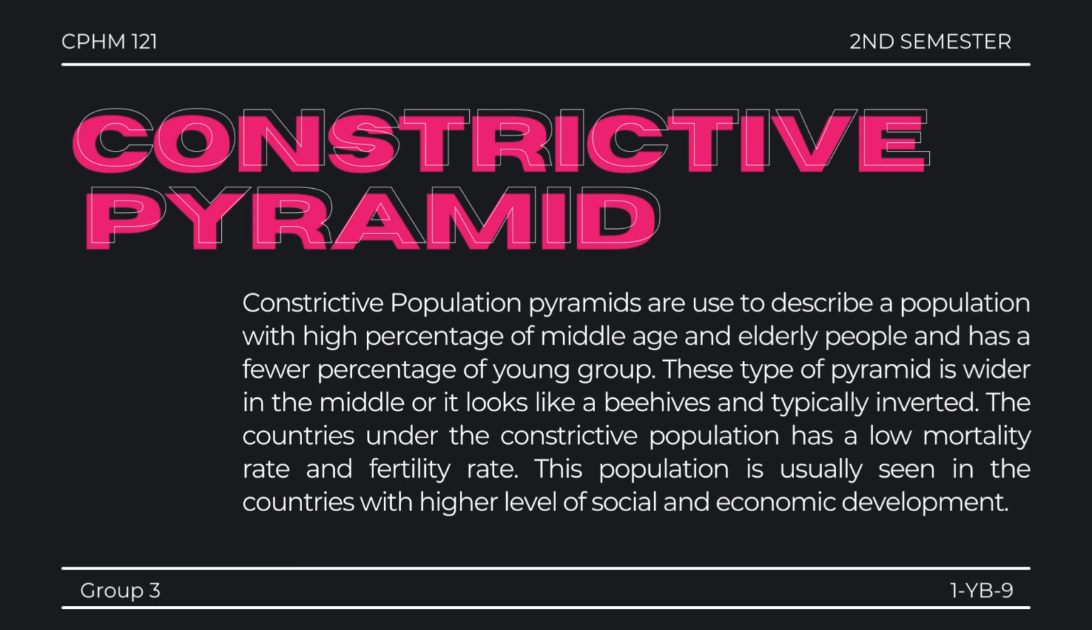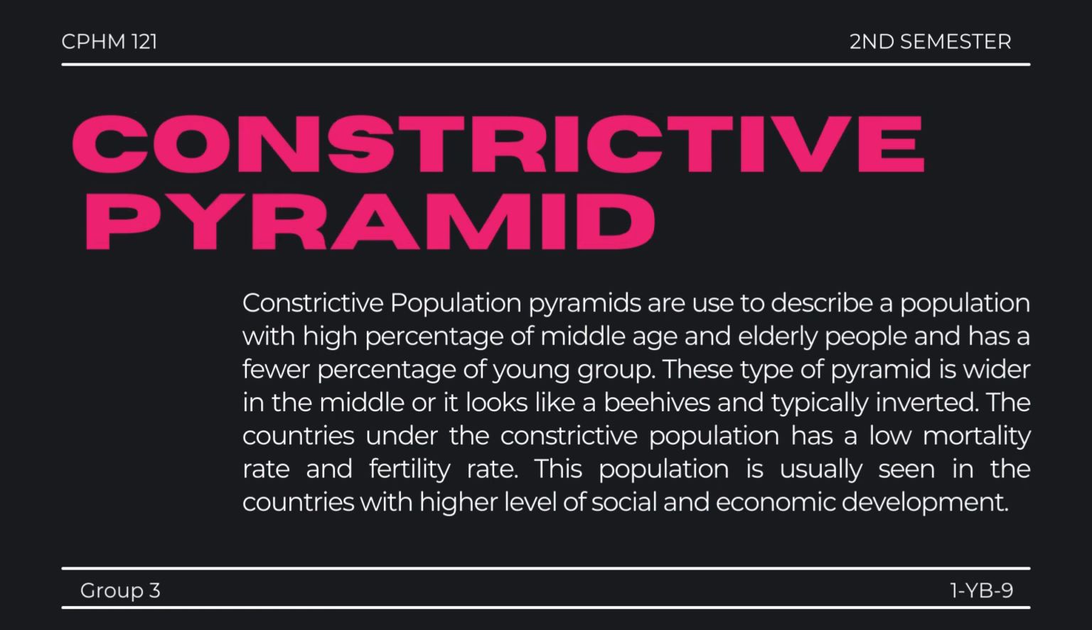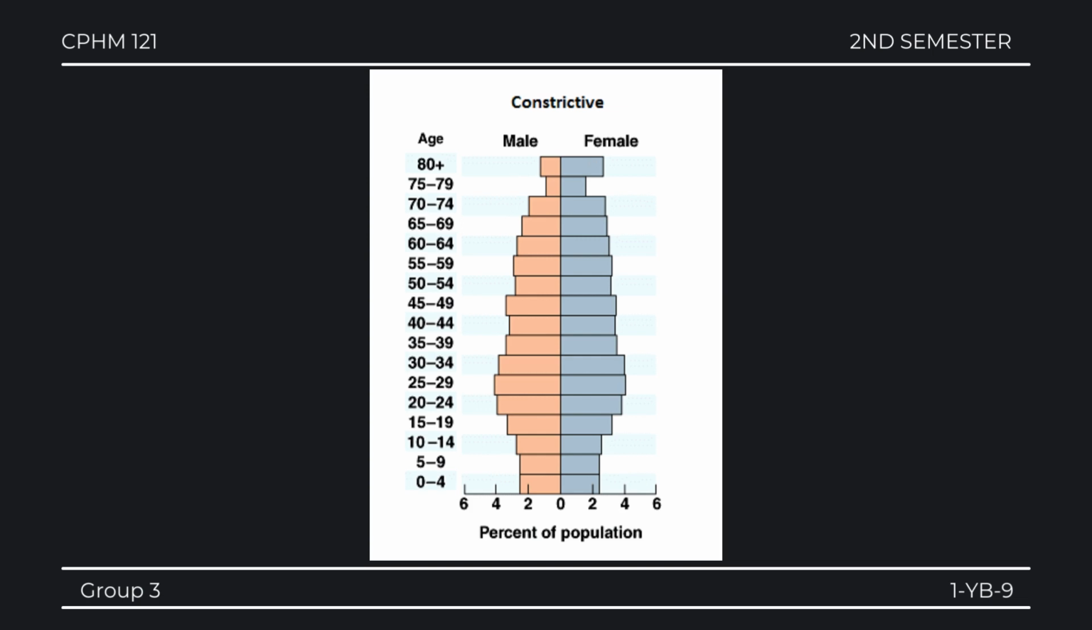The countries with a constrictive population have a low mortality rate and fertility rate. This population is usually seen in countries with a higher level of social and economic development. Here is an example of a constrictive pyramid. As I said earlier, the horizontal axis depicts the size of the population under research, indicated here on the bottom, while the vertical axis depicts age, indicated here on the left side.